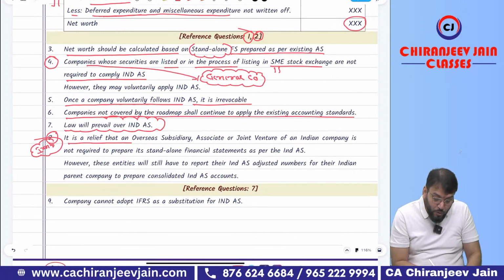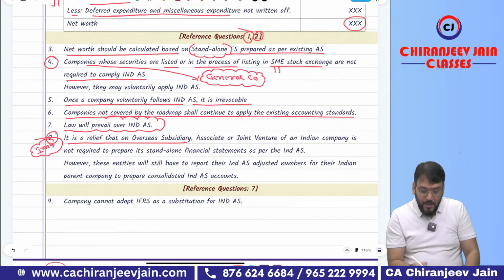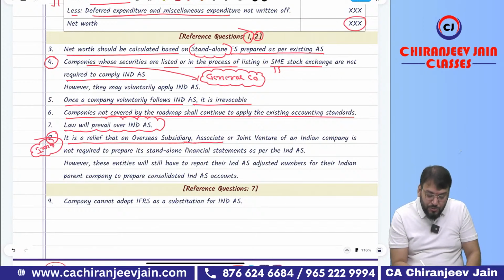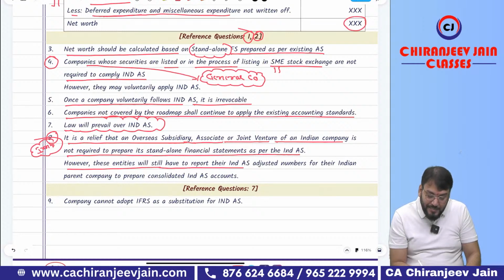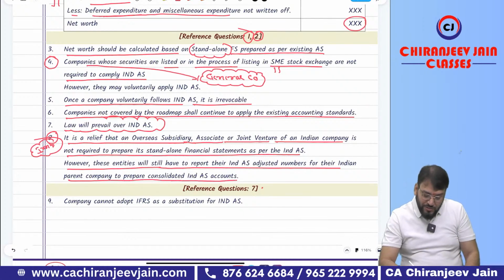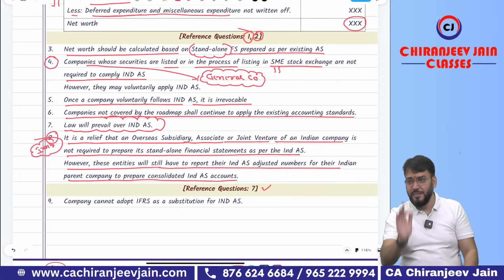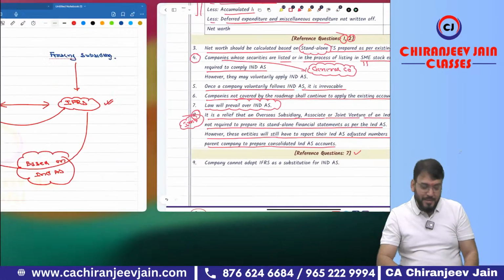So it is a relief that overseas subsidiaries, foreign subsidiaries, foreign associates, and foreign joint ventures of an Indian company are not required to prepare standalone financial statements as per Ind AS. However, this entity will still have to report its Ind AS adjusted numbers for its Indian parent company to prepare consolidated Ind AS accounts. One question is given and I am expecting this question in your exam. Question number 7. Let us read.